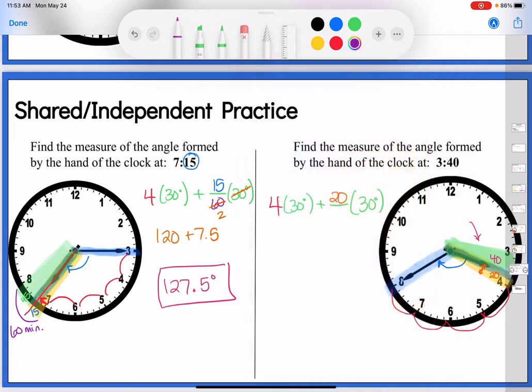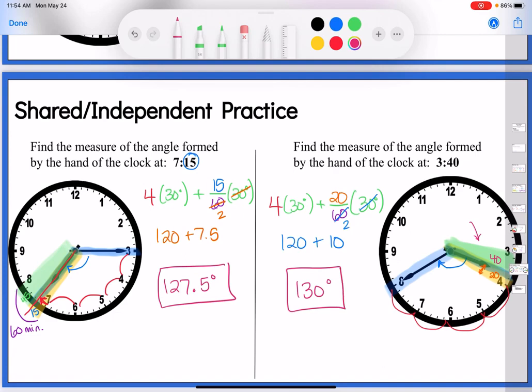So my fraction is 20 out of 60. That's the whole, 60 minutes to get from the 3 to the 4. This time I want the amount that's left before 4 o'clock. Okay, 4 times 30 is 120. Do my little canceling. 20 divided by 2 is 10. So my final answer here would be 130 degrees.